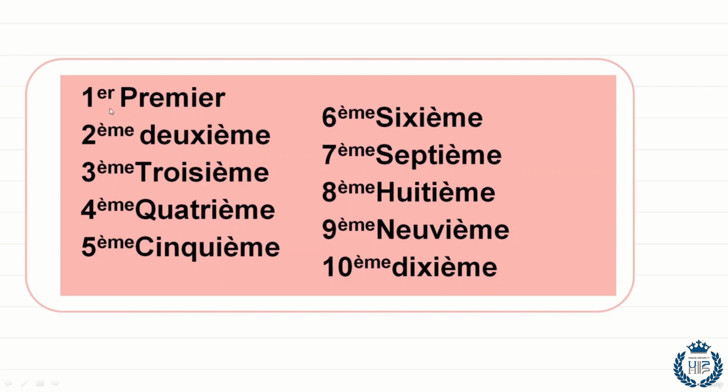The first one is première. Second is deuxième. Third is troisième. Fourth is quatrième. 5 is cinquième. 6 is sixième. 7 is septième. 8 is huitième. 9 is neuvième. 10 is dixième.